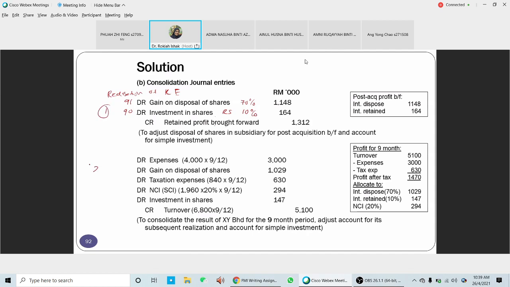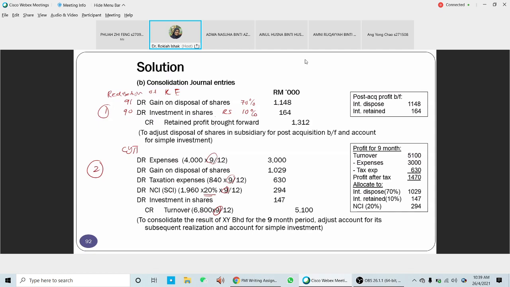This is journal entry number 2. Journal entry number 2 here is to record the current year profit. So for the current year profit, all the amounts here need to be apportioned with 9/12 for turnover, expenses, taxation, and then NCI shares here. NCI here is 20%. Okay, so gain on disposal of shares 1029.